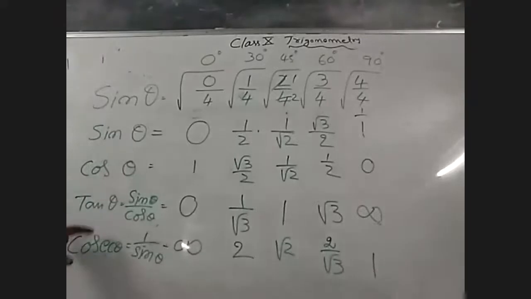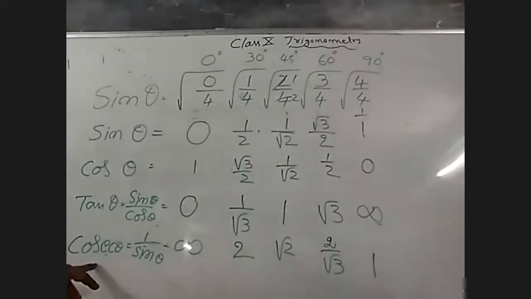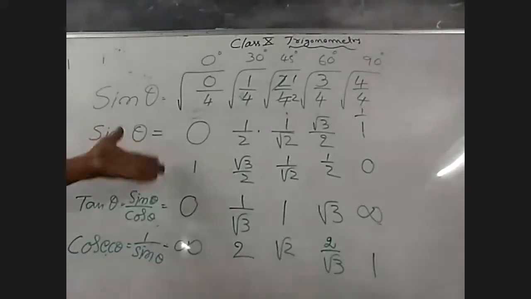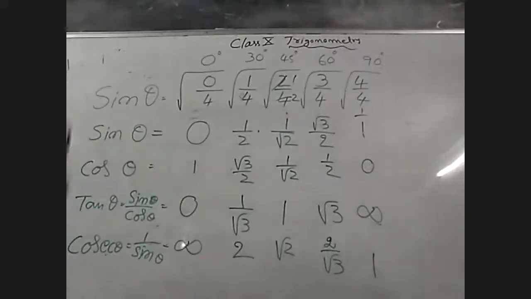Two more things are there: secant and cot. For secant and cot, there is no space on the board. It is not visible to you. Therefore, write down in your notebook. After writing in your notebook, you will go to writing the values of secant theta and cot theta.